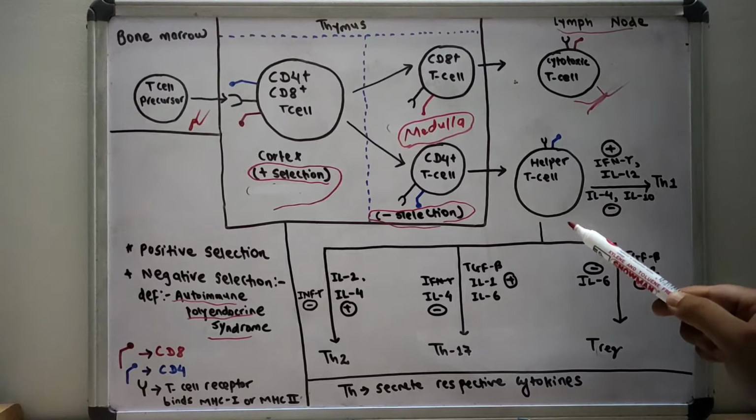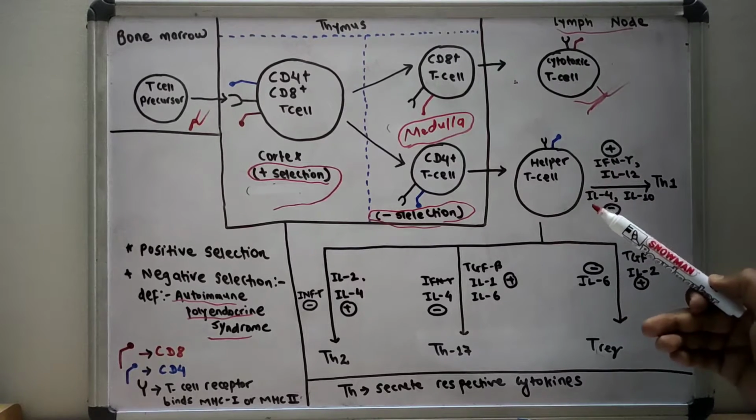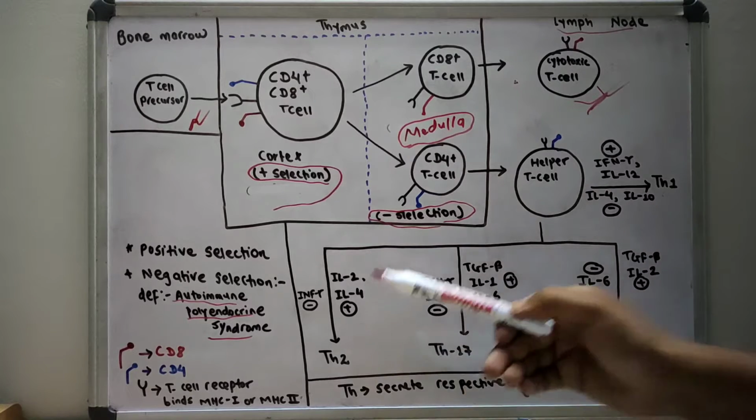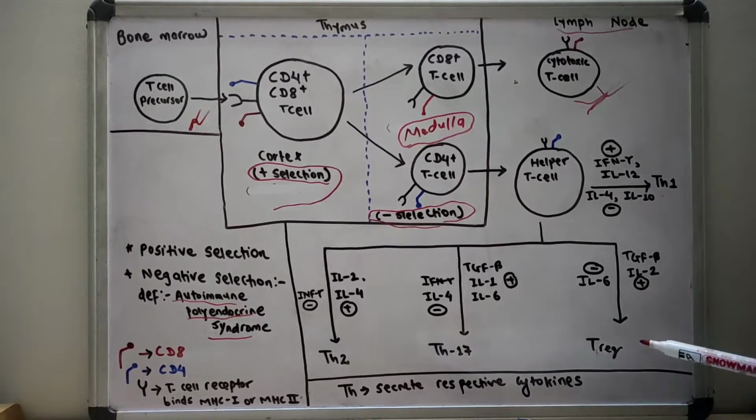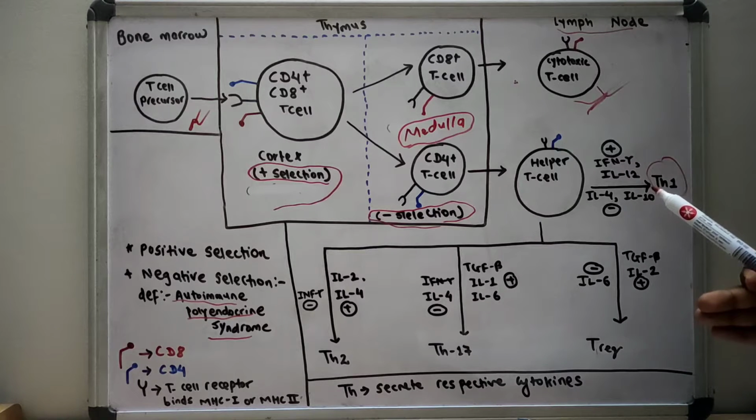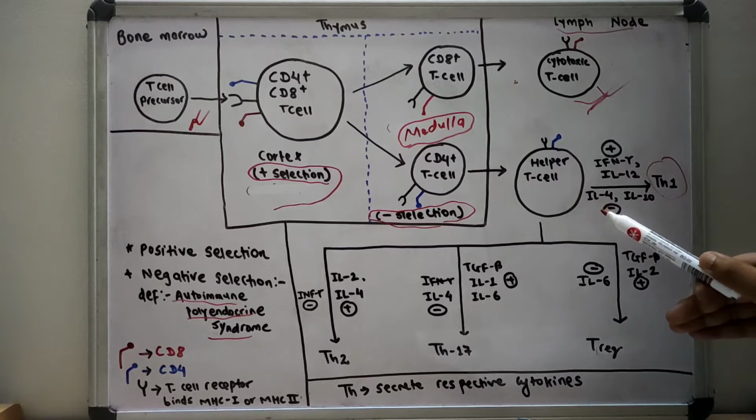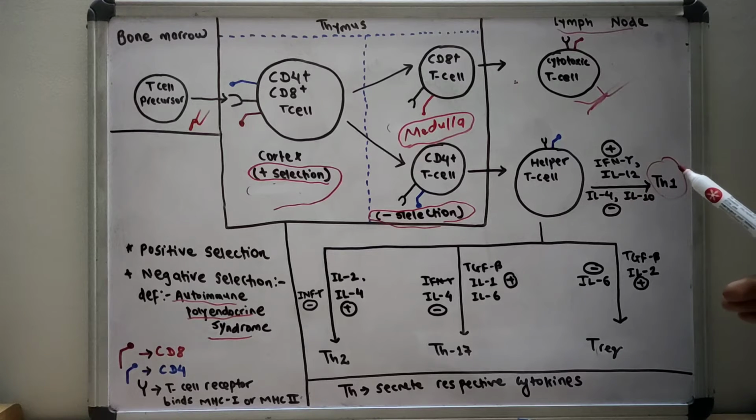So helper T cells will be differentiated into T helper 1 cell, T helper 2 cell, T helper 17 cell, and T regulatory cells. So let us talk about the T helper 1 cell. The differentiation of the T helper 1 cell from the helper T cell is enhanced by interferon gamma and interleukin 12, and it is inhibited by interleukin 4 and interleukin 10.